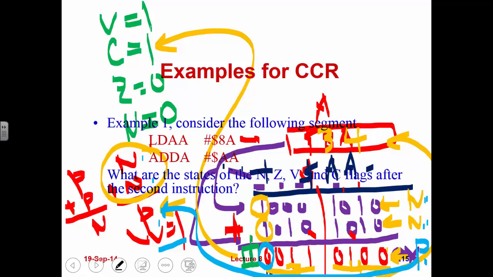Now, the following is, after ADDA, if you have branch instructions, we branch or not at that time. In general, it's based on checking one or more of these bits, or based on checking the combinations of these bits. So that's it.